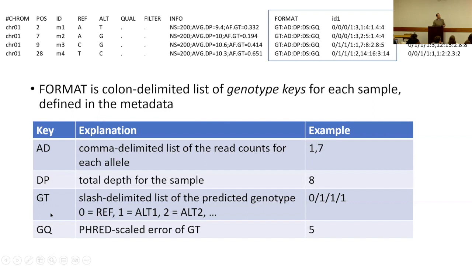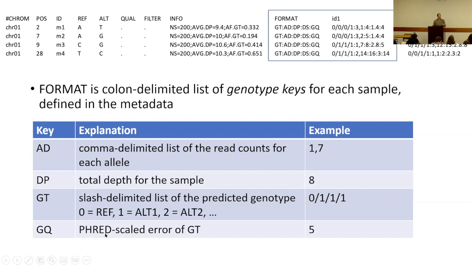GT stands for genotype. It is what you could call a slash delimited list, because a slash is separating each of the predicted states of the chromosomes at that particular locus. So this is a tetraploid example, and a 0 stands for the reference allele, the 1 stands for the first alternate allele. If you have more than 1 alternate allele, it'd be 2, and so on. So this particular sample is predicted to have 3 copies of the alternate allele and 1 copy of the reference allele at that position. GQ stands for genotype quality.